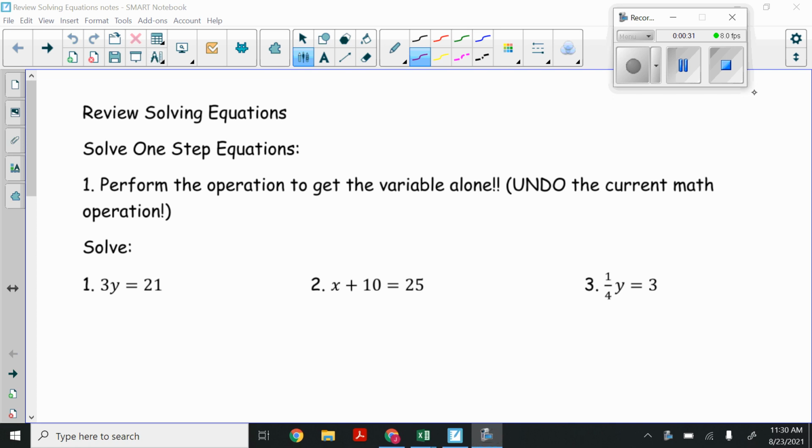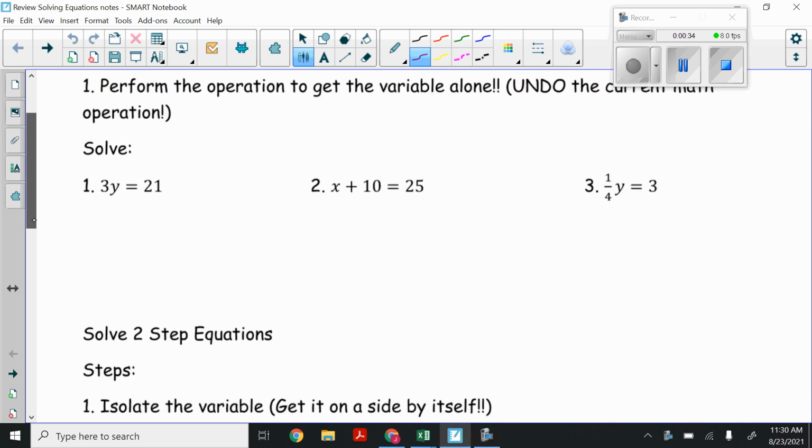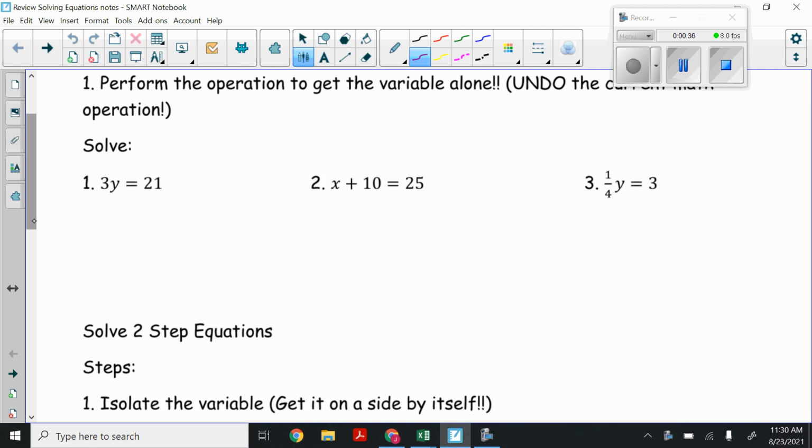So number 1, solve 3y equals 21. It says 3 times y. The opposite of multiplication is division. So I would divide this side by 3. Whatever I do to one side of the equation, I have to do the other. So I divide this side by 3.